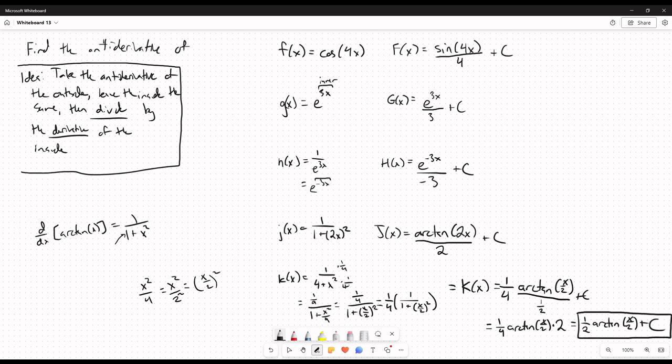Technically, we should have had our constant for all of these, but here we are. So that required a little bit more work, but it wasn't anything totally crazy. So hopefully that gives you an idea of some of the things you can do with antiderivatives.